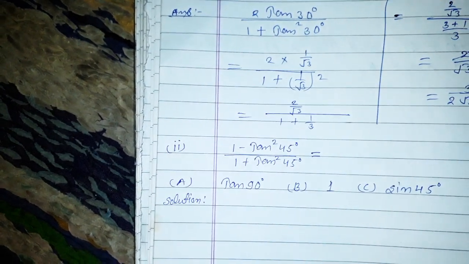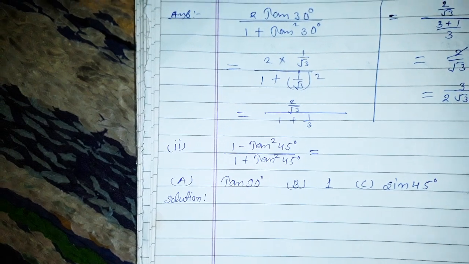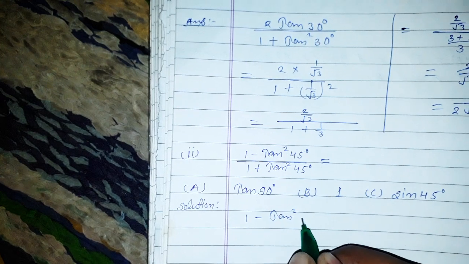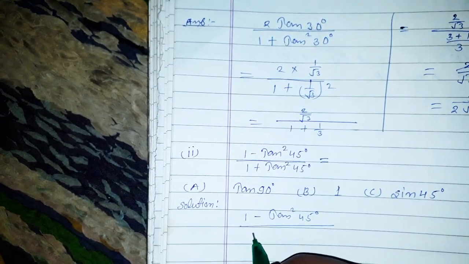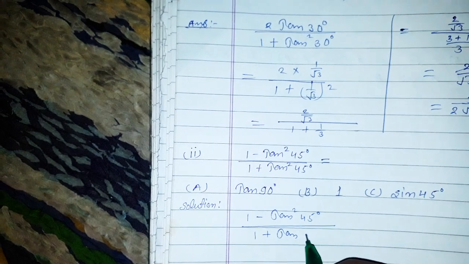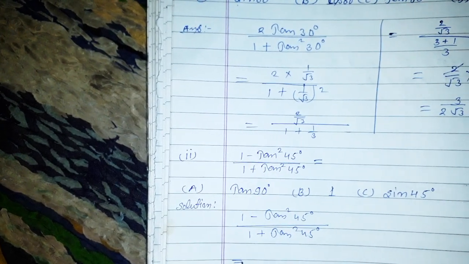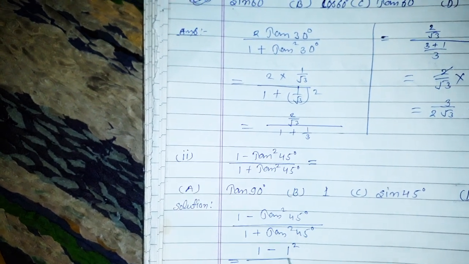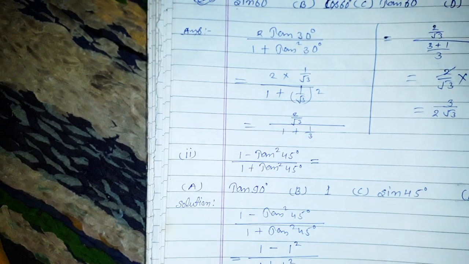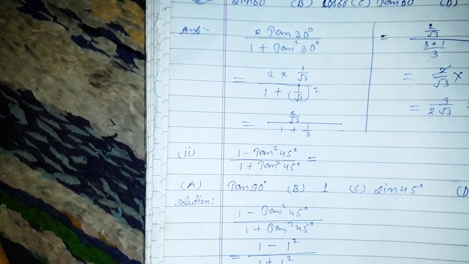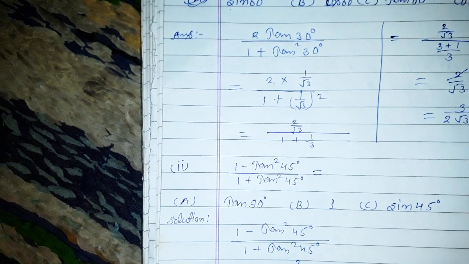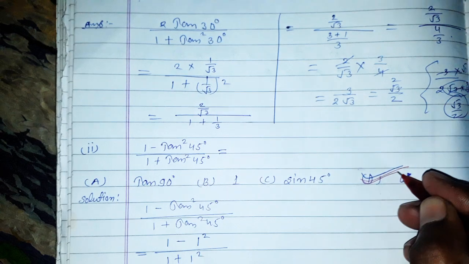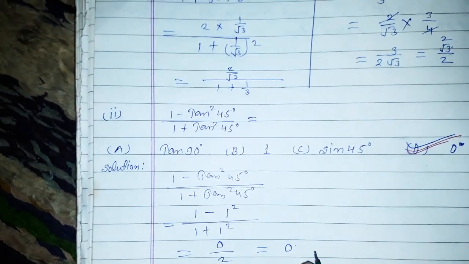Next, 1 minus tan square 45 degree upon 1 plus tan square 45 degree. So first solve this value. What is the value of tan 45? Tan 45 is 1, so here is square. This is 1 minus 1 square upon 1 plus 1 square, that is 0 upon 2, so this is 0. So the answer is 0. This is verification.